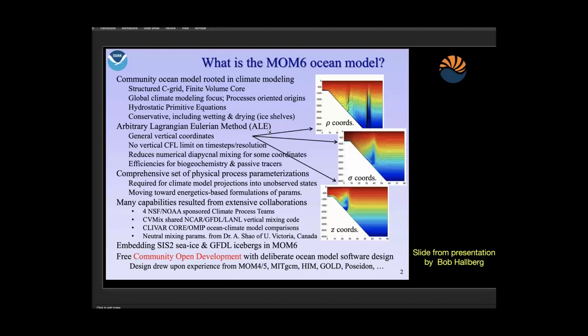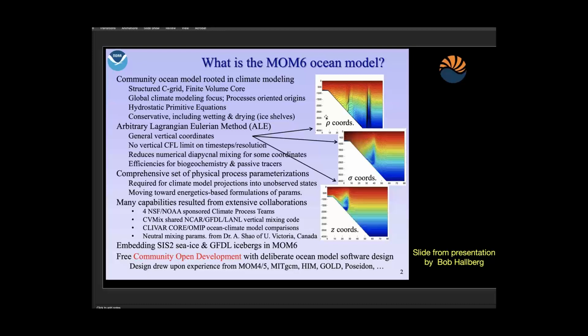One of the intriguing, not unique, but important characteristics of MOM6 is its arbitrary Lagrangian Eulerian, or so-called ALE method, to represent the vertical coordinates. And here you have three different ways. You can represent the vertical coordinates as a density coordinate that's particularly useful if you're interested in tracking water masses for long periods of time, so very negligible or no diapycnal mixing in this coordinate.